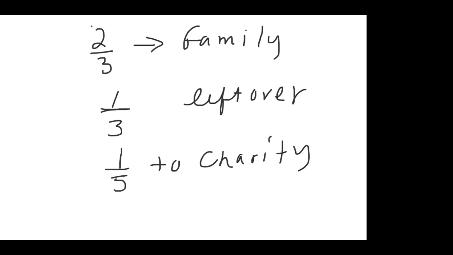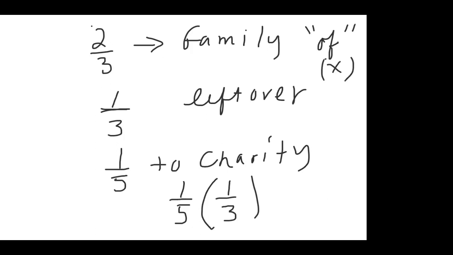So all you're going to do now is take the 1/5 of the 1/3. By the way, guys, when we talk about the word "of" in mathematics, the word "of" means multiplication. So 1/5 of the remaining 1/3 goes to charity. So you're just going to multiply it. What part of the original estate goes to charity? 1/15 goes to charity.